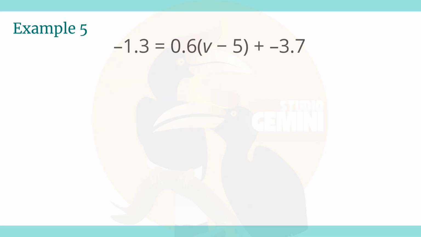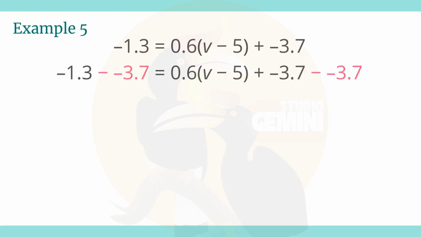For our last example, we have some decimals. Not to worry, we'll still follow the same steps using inverse operations to solve. So we're ultimately trying to isolate the v, which is in parentheses. We'll first need to get rid of the constant term. Since negative 3.7 is being added to the expression, we'll want to subtract negative 3.7 to cancel it out. After simplifying, we're left with 2.4 equals 0.6 times the quantity v minus 5.